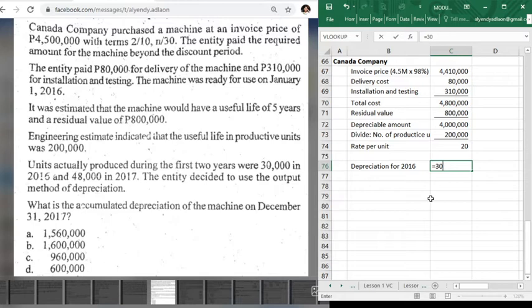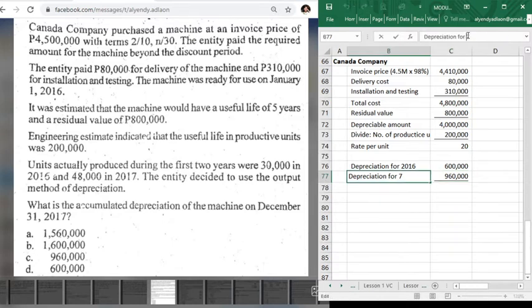Okay, and for 2017, depreciation for 2017, pila man ang number of units sa 2017? That is 48,000 multiplied by 20. Okay, so that is 960,000 pesos. Okay, so 2016 plus 2017, that would now be the accumulated depreciation on the year 2017. Okay, December 31, 2017. So 600 plus 960, that is 1,560,000 pesos. Okay, so dali ra ang output method, no?